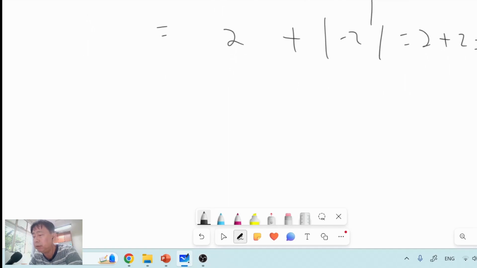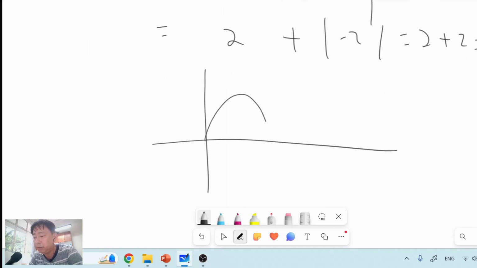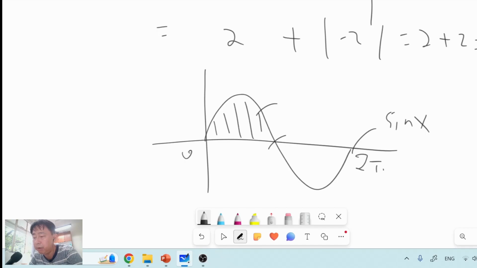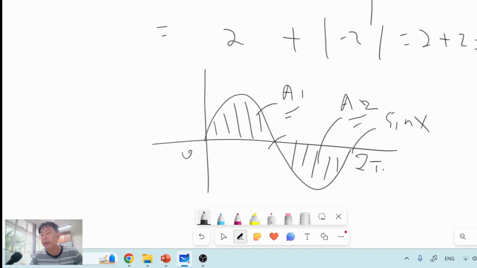Therefore, what I have concluded is that the total area of the function sine x between 0 and 2 pi is given by the areas A1 and A2. I calculated that indeed A1 is equal to 2, and the A2 area is also equal to 2. Therefore, when I sum them up, I obtain area A, which represents the total area of the sine function between 0 and 2 pi.